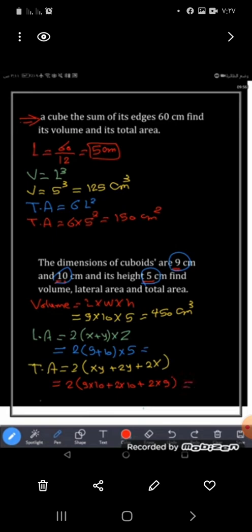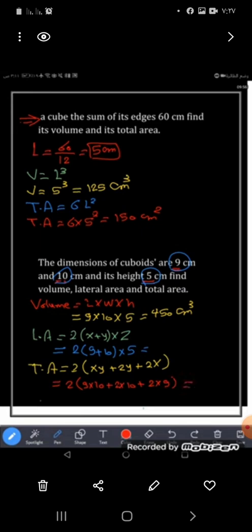Then we can get TA, total area. Total area equal 6L square. It means 6 by 5 square equal 6 by 25 equal 150 centimeter square.